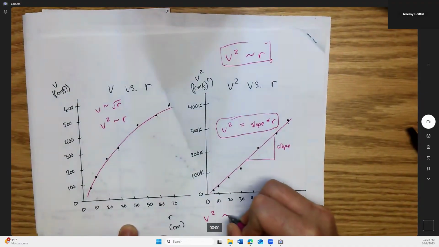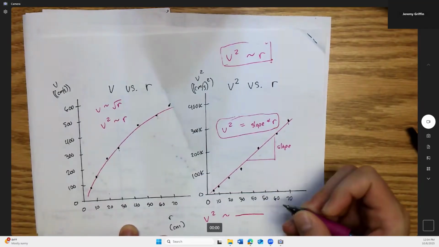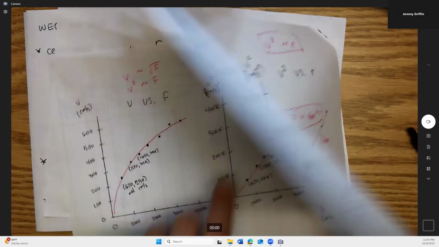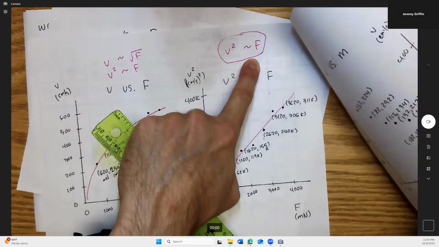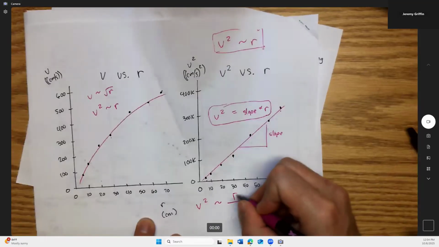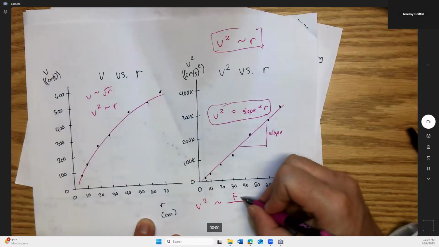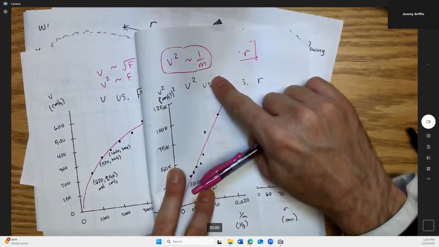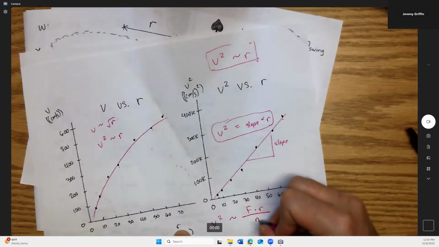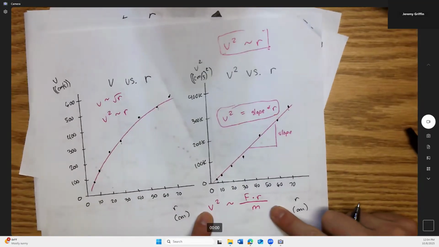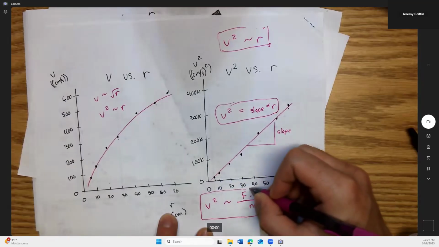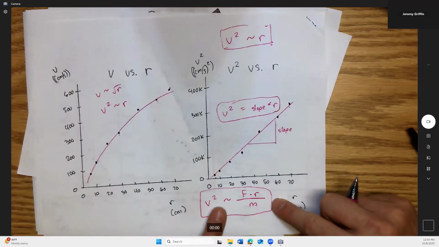Say v squared is proportional to, so I have a big old fraction. Can you guys finish off that fraction in terms of the last three pages? Proportional to force, right here. Proportional to radius, that's right here. And proportional to 1 over the mass. Is that true? But this is for all the graphs. Guys, all the graphs conspire together to create this giant proportion.